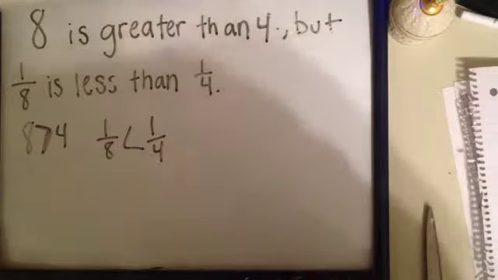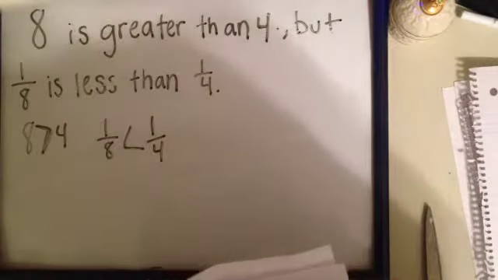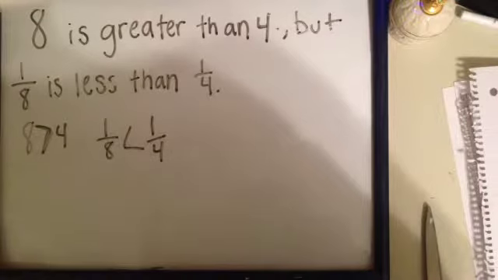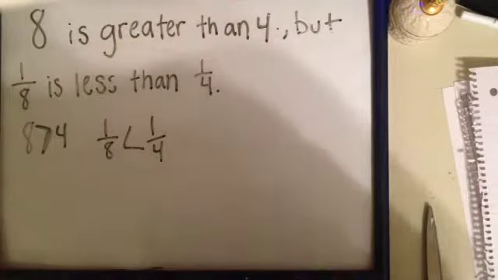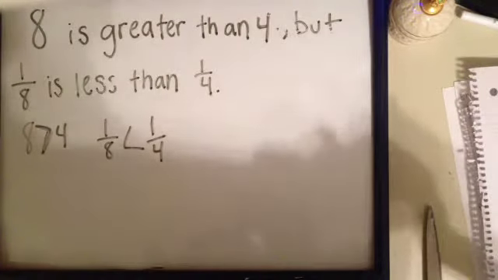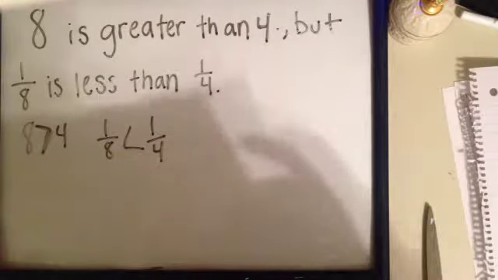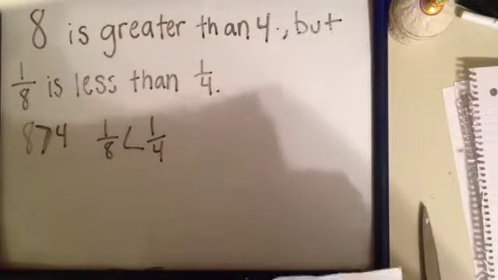8 is greater than 4, but 1/8 is less than 1/4 because the more times that we partition or split up a whole, or the more equal pieces that we have, the smaller each piece is. We're going to look at some examples and practice dividing whole pieces of paper into equal parts to show that the more parts we have, the smaller each part will be.